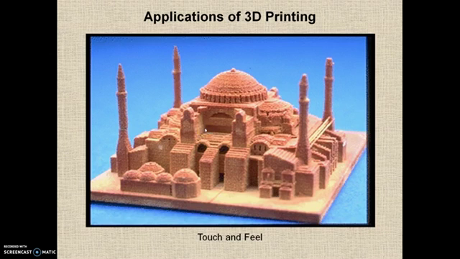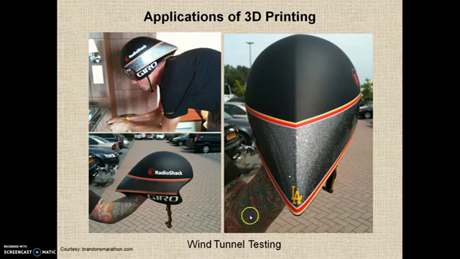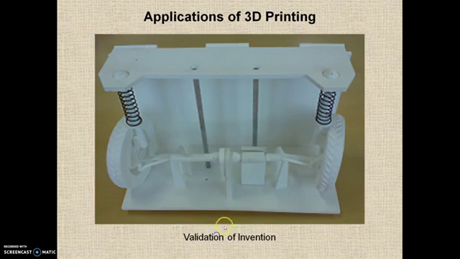So touch and feel, we can have sand printers which can give a touch and feel type of environment. Form, fit and function: you can easily understand from these figures 1, 2 and 3. The application of wind tunnel testing: if I want to test my particular model, I can do the wind tunnel testing. Application of 3D printing: validation of your invention. You can easily judge from this particular figure.